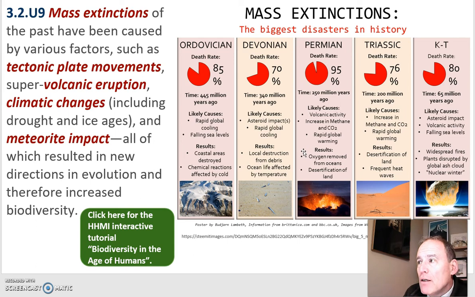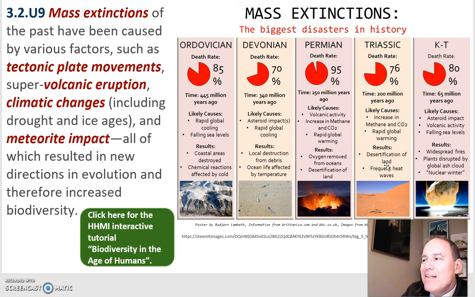In the Triassic, that's 200 million years ago, we see the likely causes were methane and CO2 again. They're not sure of the mechanism. It might have been upwelling from the deep ocean. And we get rapid global warming, desertification of land, and frequent heat waves.